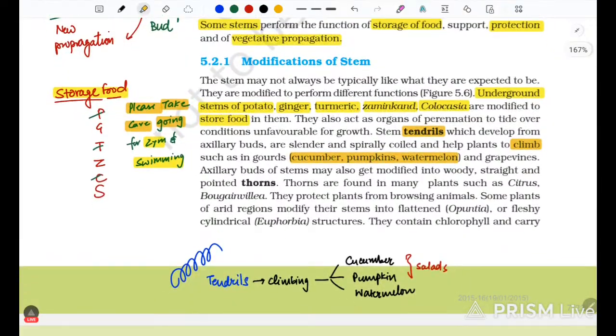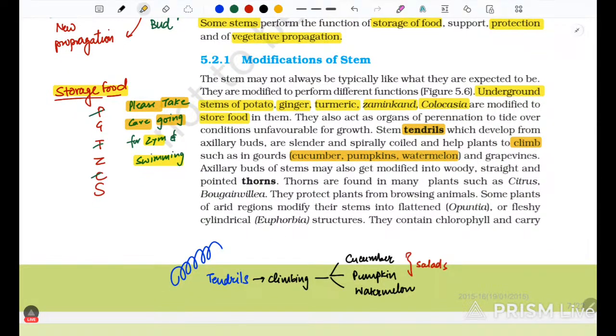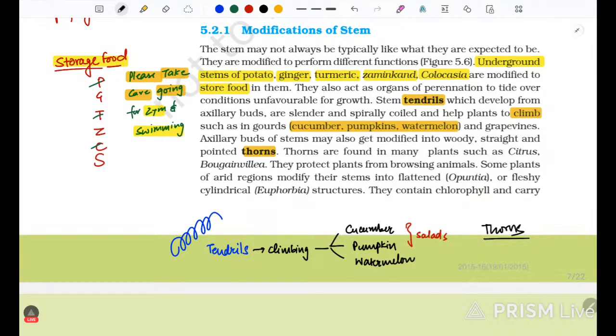Coming on to the thorns. One more important thing, I'll teach you. Then comes the thorns. You must have seen thorns. Where will you see thorns? If you have guava and bougainvillea in your garden, there you can go and check the thorns.